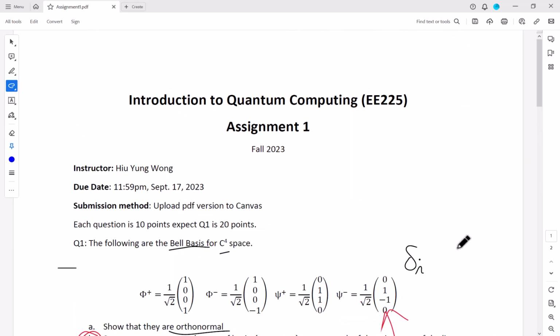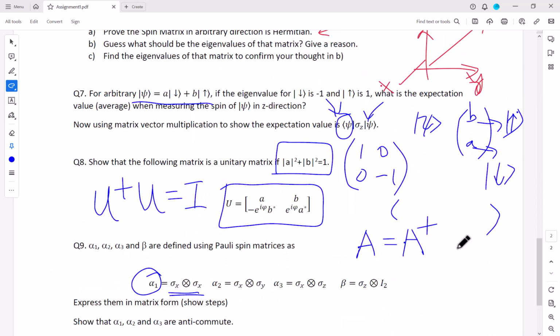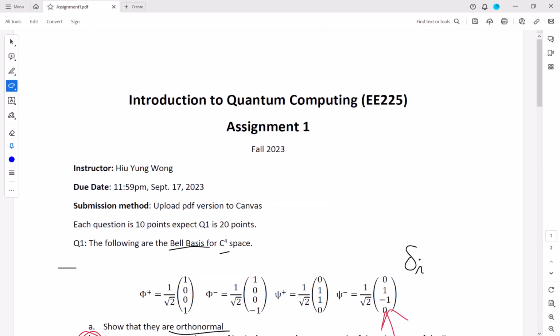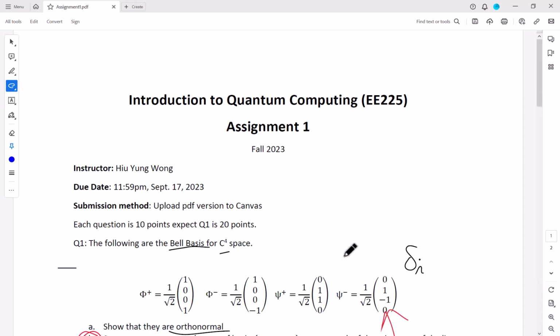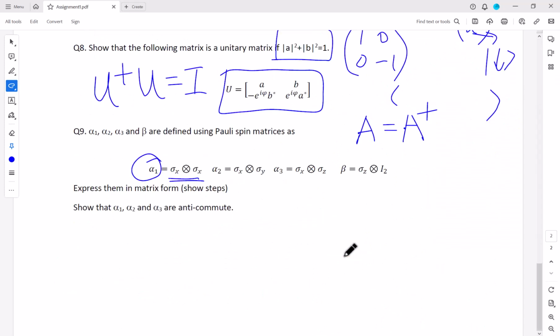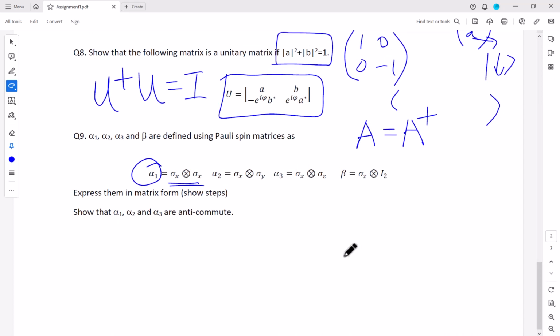Actually need to... 17 is Friday? No. Oh, no, I think I need to extend it maybe by a week. That would be better, so that you learn this tensor product first. Okay? Yeah, maybe I put it wrong.